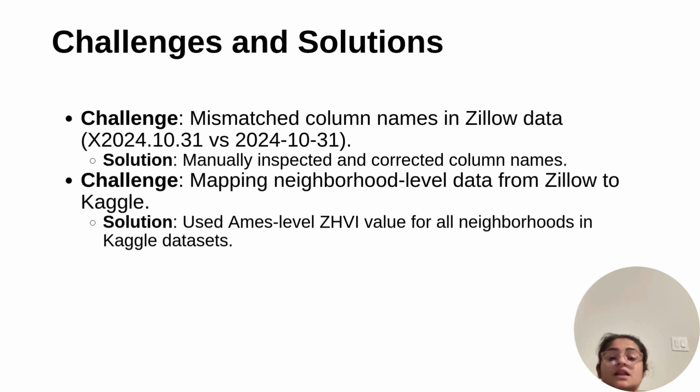Challenges and solutions. The biggest challenge that I came across was mismatched column names in the Zillow data. This is a quick example of what exactly it was. The solution was to manually inspect and correct the column names. Another challenge was mapping the neighborhood-level data from Zillow to Kaggle, and the solution used was the Ames-level ZHVI value for all neighborhoods in the Kaggle dataset.